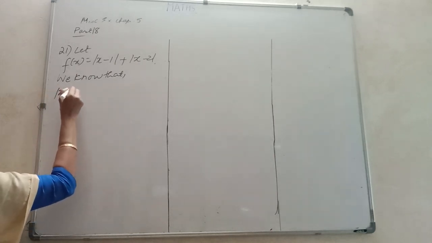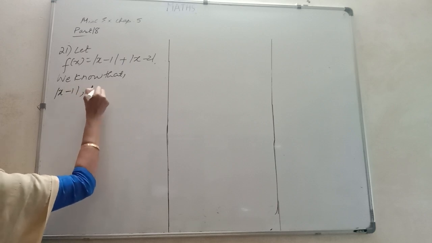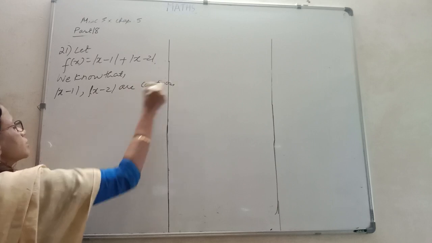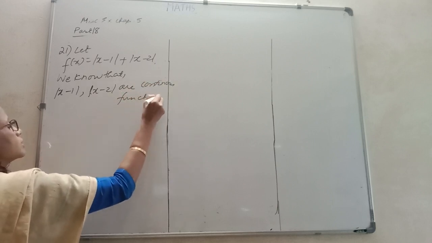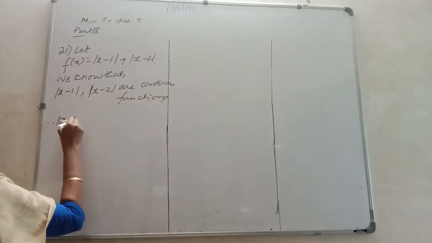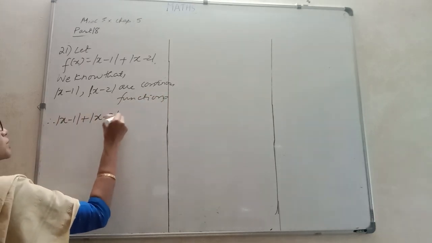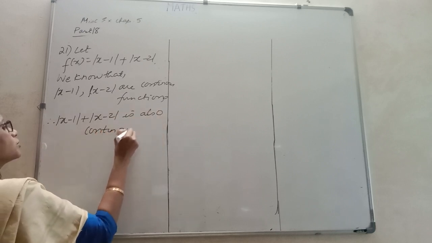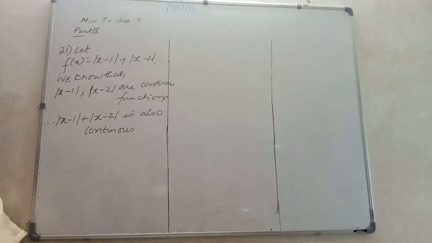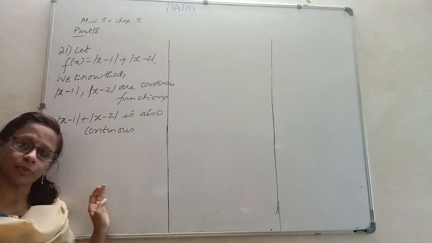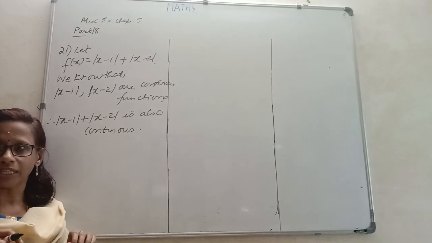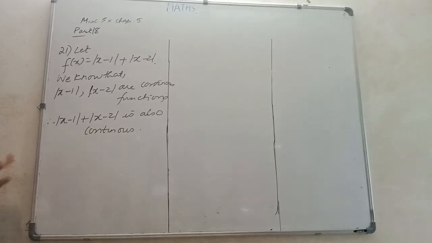We know that modulus of x minus 1 and modulus of x minus 2 are continuous functions. Therefore, modulus of x minus 1 plus modulus of x minus 2 is also continuous. As I told you, in the exam we have to check the marks and decide whether to show the continuity or not. The way of showing it we have already done in exercise 5.1, where we dealt with continuity problems. We just have to follow that. So that's about the continuity.